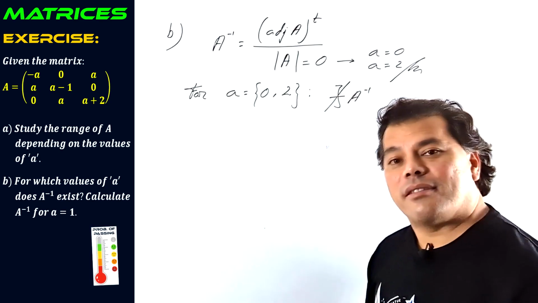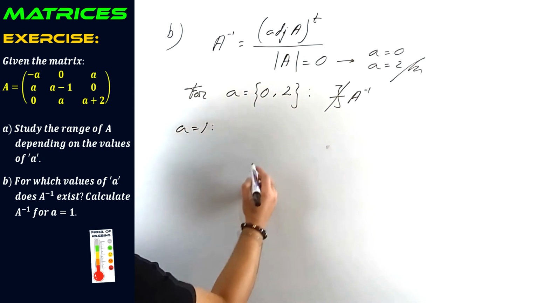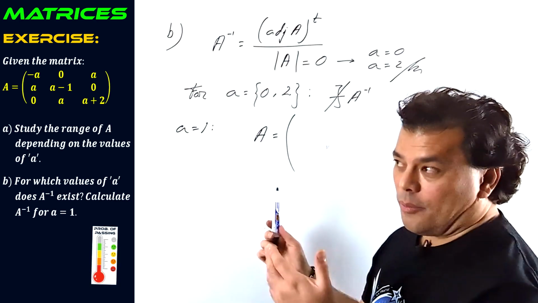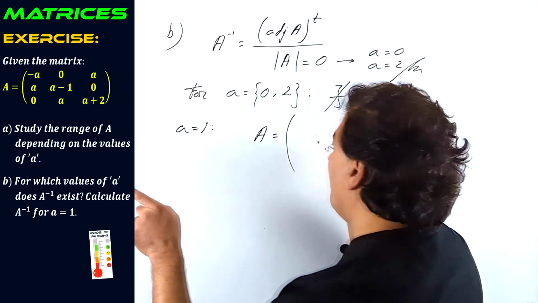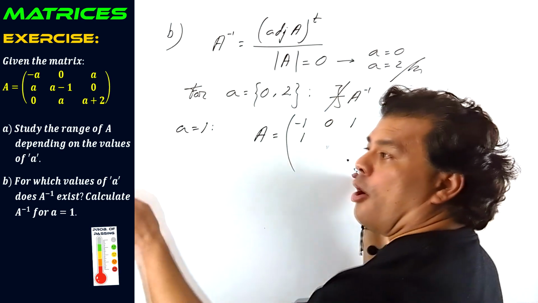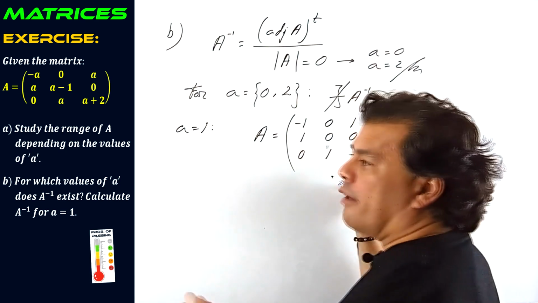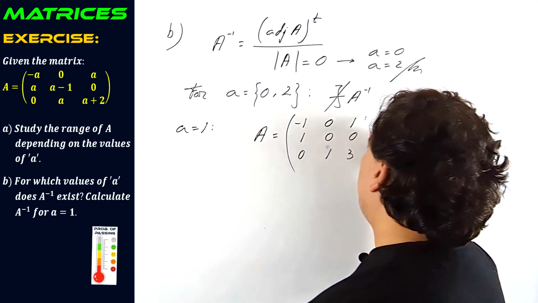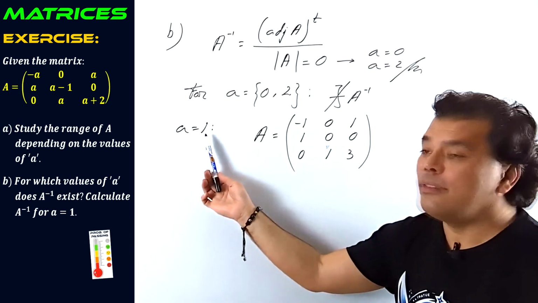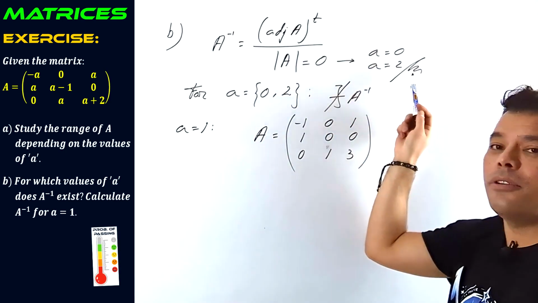And finally, we are asked to calculate the inverse of our matrix if the parameter is equal to 1. So what are we going to do? Let's bring matrix A when the parameter equals 1. That is -1, 0, 1, 1, 1 minus 1 is 0, 0, 0, 1, and 1 plus 2 is 3. We just have to calculate the inverse of this matrix, which does exist, as the parameter is equal to 1, but not 0 or 2.